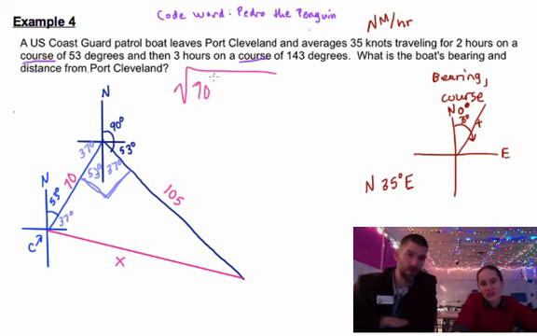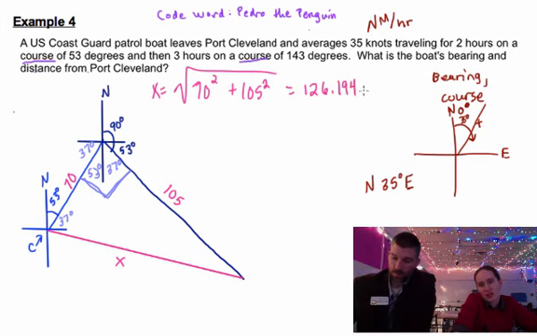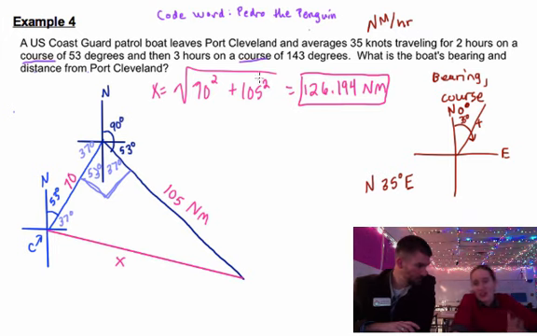We are not working with degrees. 70 squared plus 105 squared, square root it, and that gives us this distance x: 126.194. We said knots was nautical miles per hour, which means our distances were in nautical miles. I don't actually know the abbreviation for nautical miles, but for right now, it's nautical miles.